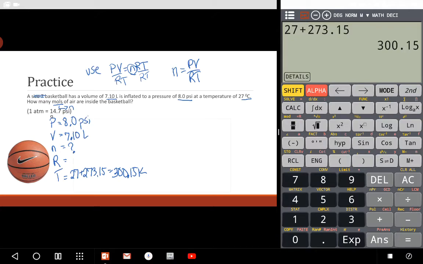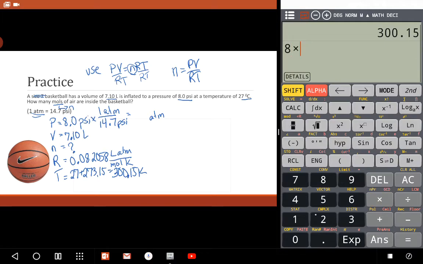That's in PSI, and I'm given this hint here about atmospheres. So I could go ahead and convert this into atmospheres by canceling out my PSI and getting me into atmospheres. This means that my pressure would be in atmospheres. So the R I should use should be in atmospheres. So I will use the 0.082058 liter atmospheres per mole Kelvin. And I will calculate the PSI value.